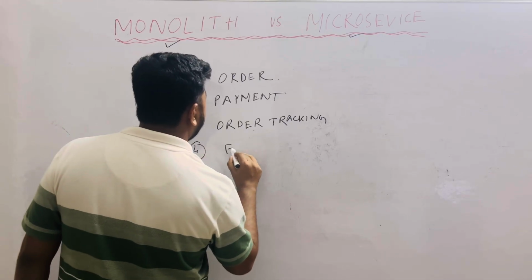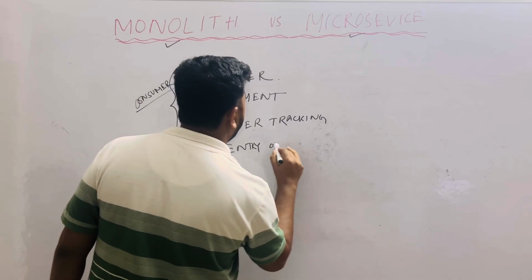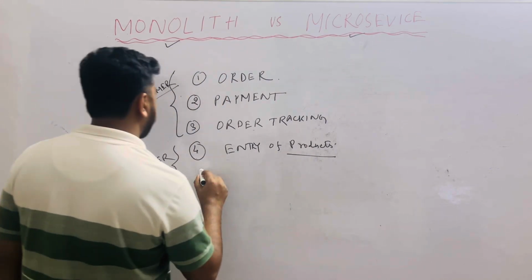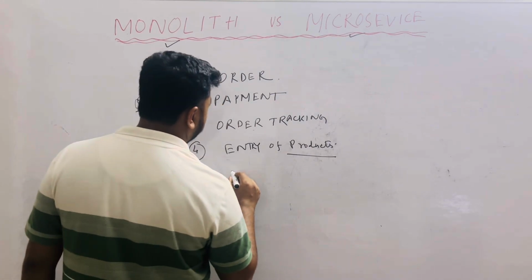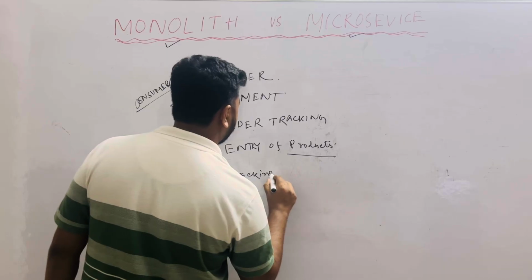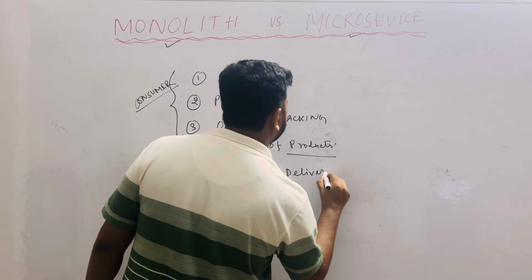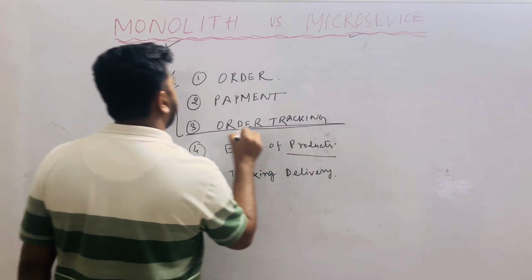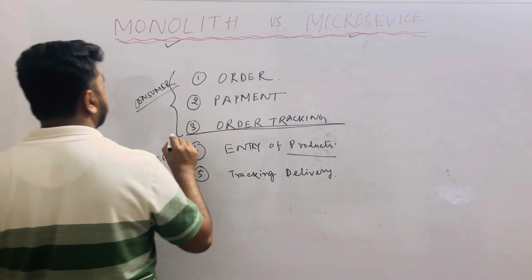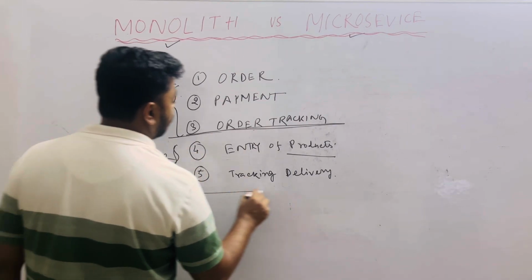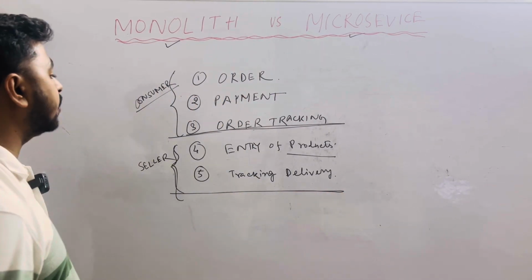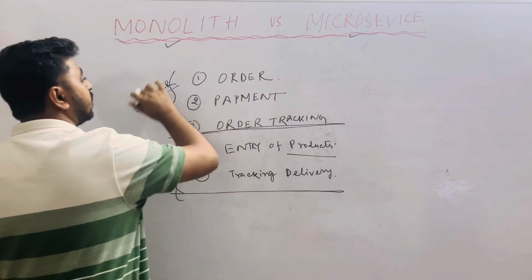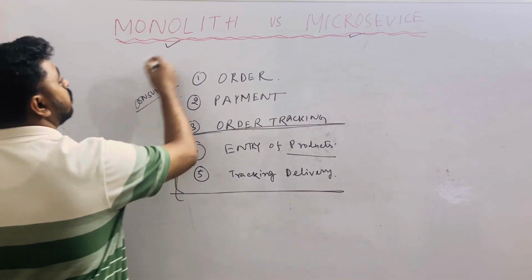Entry of products is something the seller is also going to do. And the fifth thing is tracking delivery. The seller will track the delivery from their perspective, and consumers will be tracking from the order tracking from their perspective. Maybe there are two different types of delivery tracking services that Flipkart may be providing for seller and consumer. Now, in the case of monolith, everything will be clubbed into one particular application.